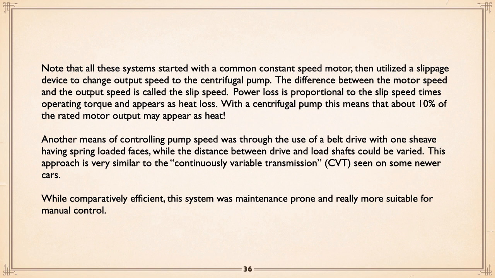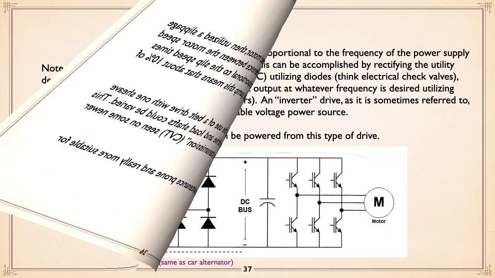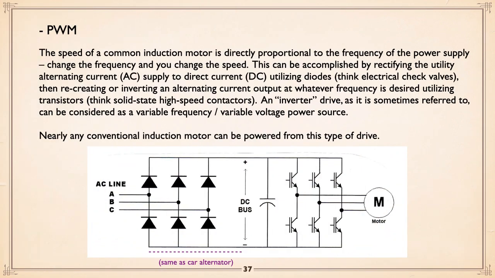As we're talking here, another way of controlling speed, okay? Very similar to continuously variable transmission. That's what I was looking for. Read my own stuff. While relatively efficient, the system is maintenance prone and intended really for manual control. Then along came electronics and changed the world.